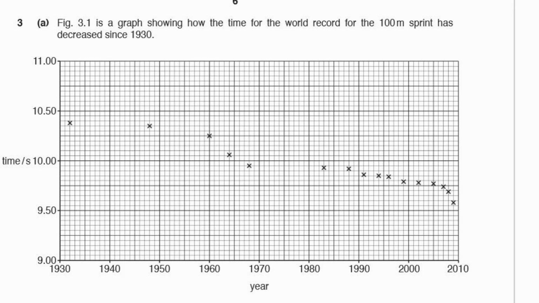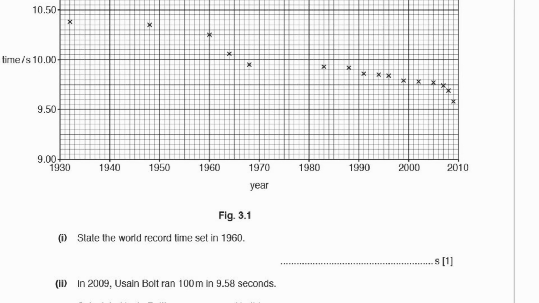Figure 3.1 is a graph showing how the time for the world record for the 100 metre sprint has decreased since 1930. Okay. State the world record time set in 1960. Okay, so 1960, here we go. So what I'm looking at is the time over here of that result, and that's 10.25 seconds. So let's write that in. And the units are already there, so that's nice.